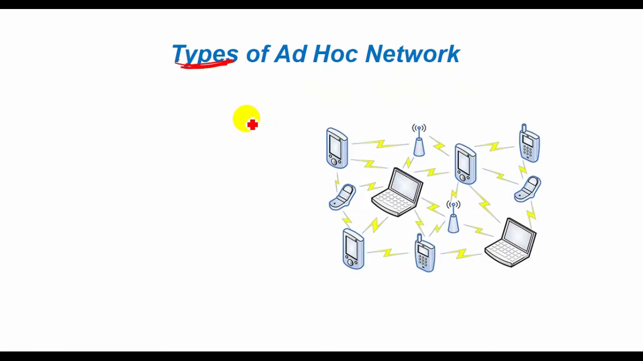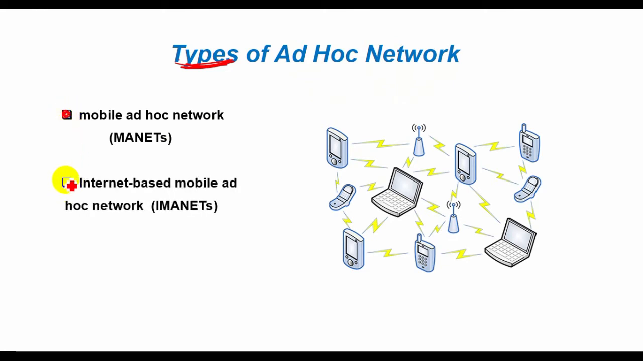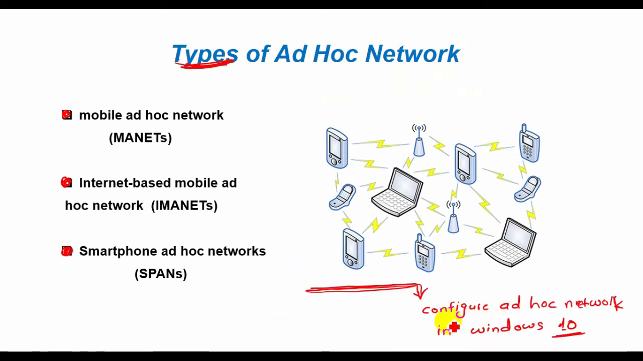Types of ad hoc network. There are many types of ad hoc network, such as mobile ad hoc network, internet-based mobile ad hoc network, and smartphone ad hoc networks. Now I want to show you how to set up an ad hoc network in Windows 10.